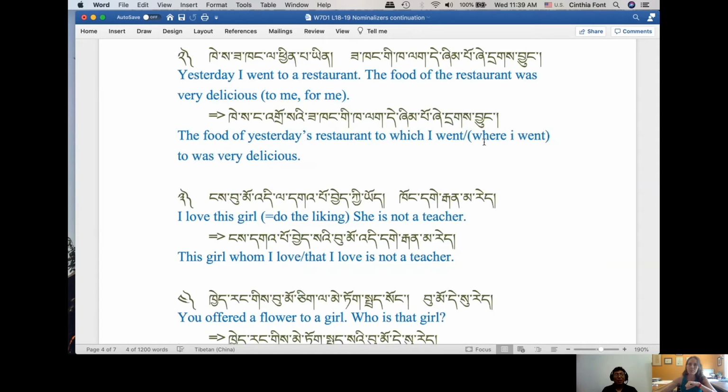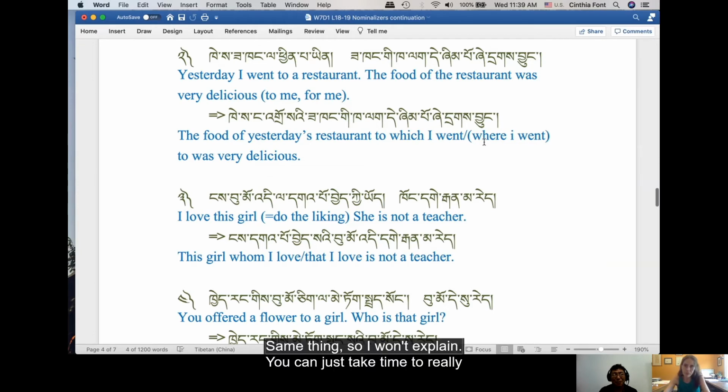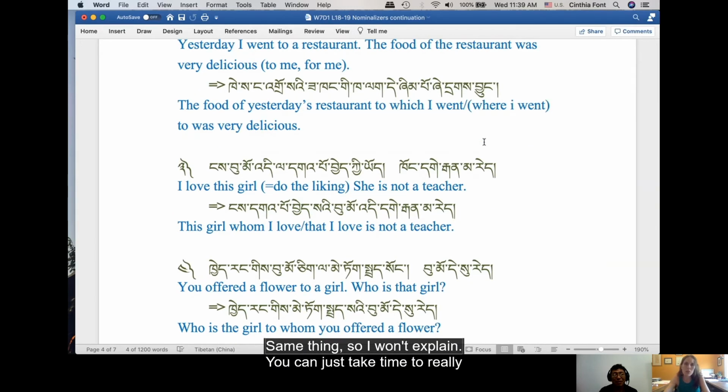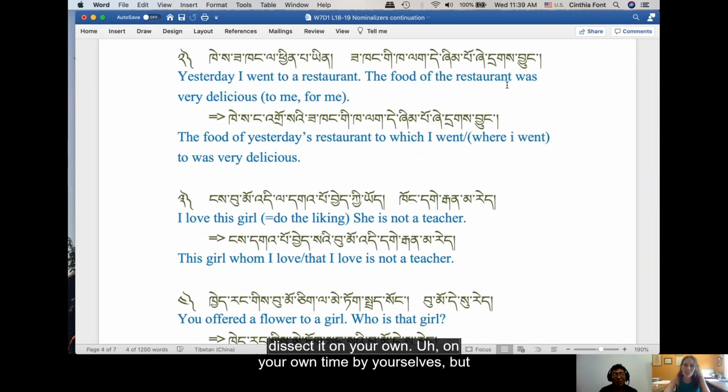Lasso gela. Lasso tene kesa sakang la chimbayin sakang ki kala de shimbo shira chung. Now in one sentence, kesa ngat rose sakang ki kala de shimbo shira chung. Same thing, so I won't explain. You can take time to really dissect it on your own, but you have all the explanations there.